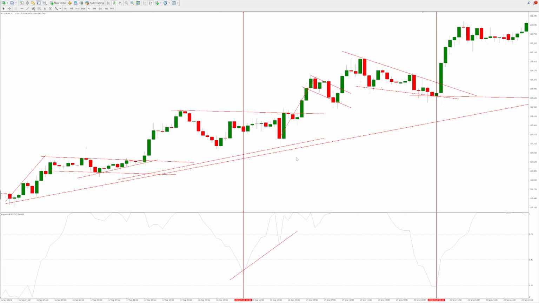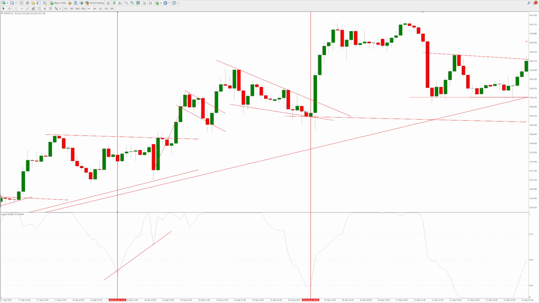We actually have a 3 inside up candlestick pattern there as well. That's when there's a bearish candle followed by a bullish candle that's at least half the body of the bearish candle, and then a third candle that breaks out above the initial bullish candle there.